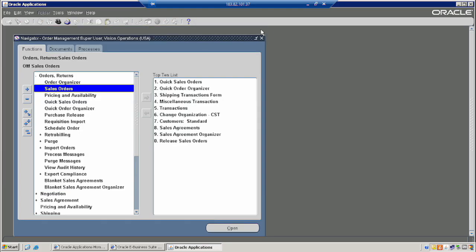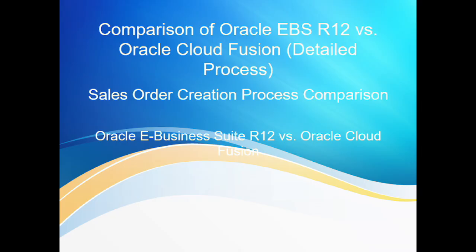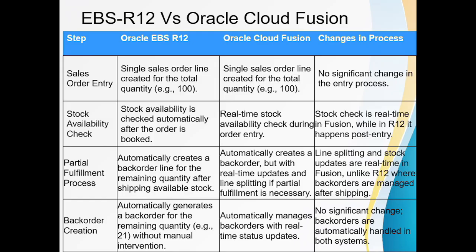Now we will go to the comparison of Oracle EBS R12 versus Oracle Cloud Fusion's sales order creation. For this process I have created one PPT and I will show what is happening. You will see the sales order created, no significant changes. A single sales order is created in a similar way; no process has been changed in Oracle Fusion.